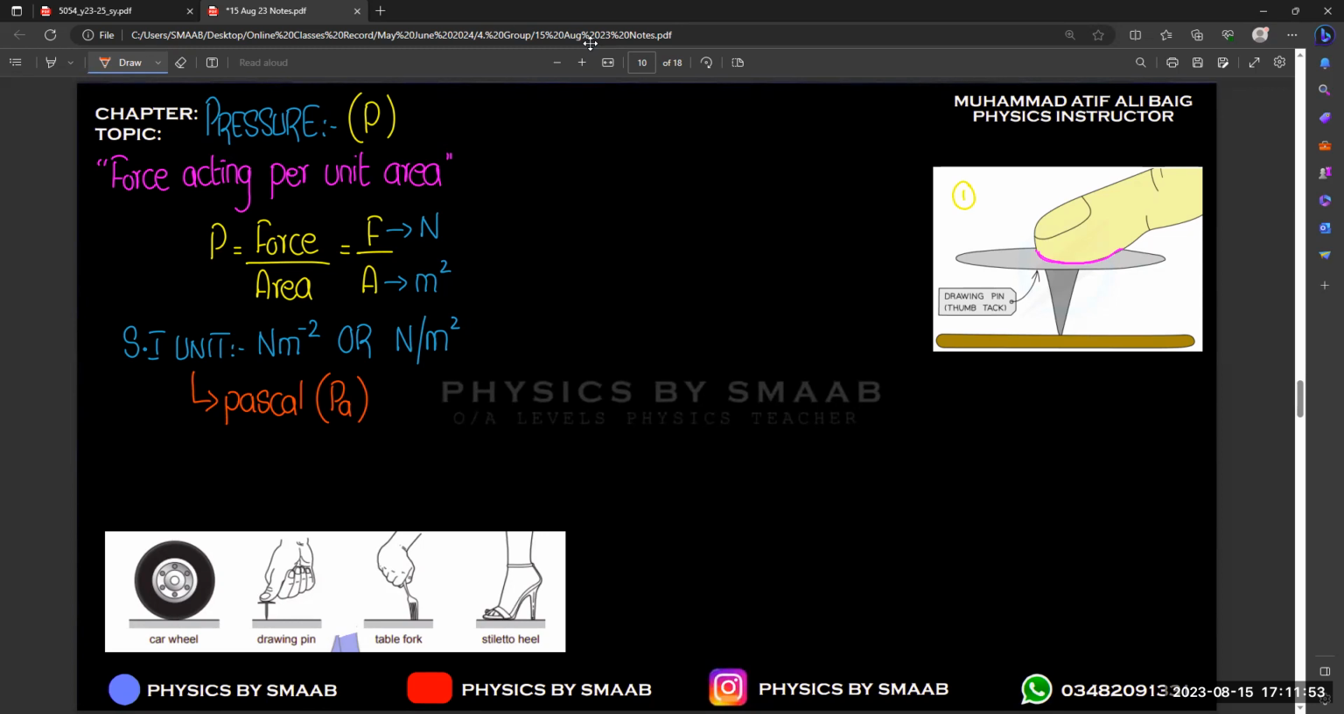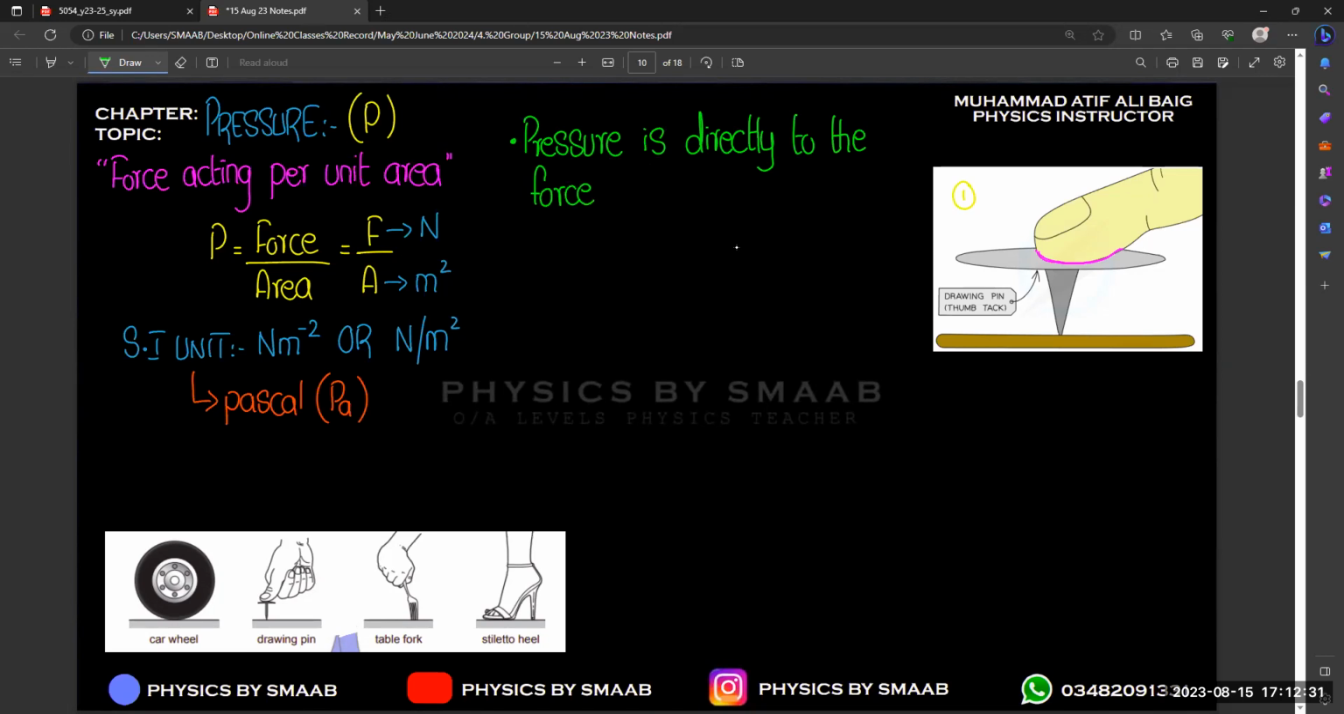Let's suppose someone asks you to increase the pressure. You know that if we apply a greater force, the pressure will be greater, right? And what about the second factor? The second factor is the cross-sectional or simply the area. So we can say that pressure is proportional to the force.